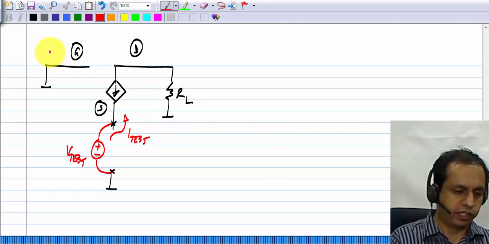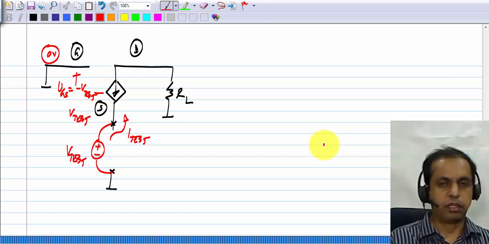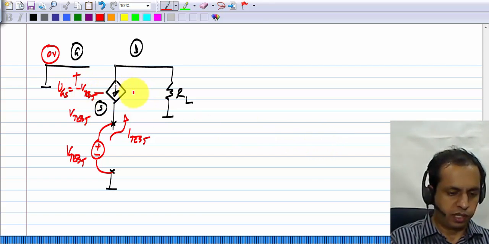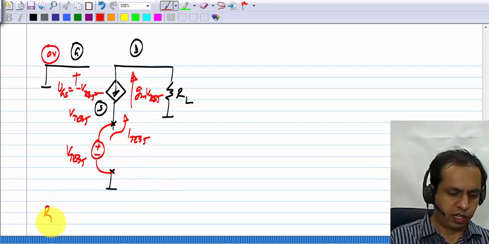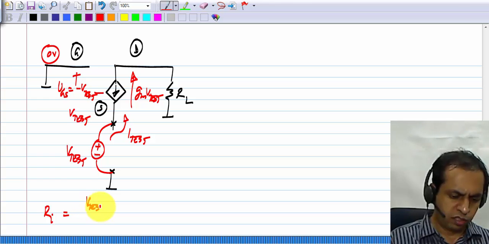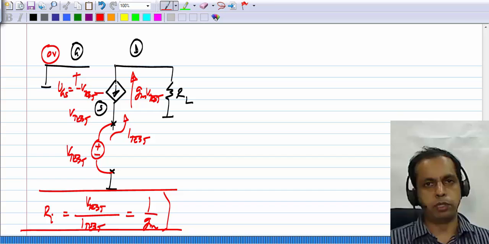This is very easy. The gate voltage is at 0, the source voltage is at V test. So the gate source voltage VGS is minus V test. So this current downwards is minus GM V test, or upwards it is GM times V test. So the input resistance Ri, which is V test by I test, equals 1 by GM. So the input resistance of this is 1 by GM.